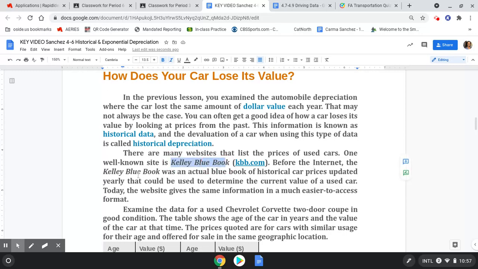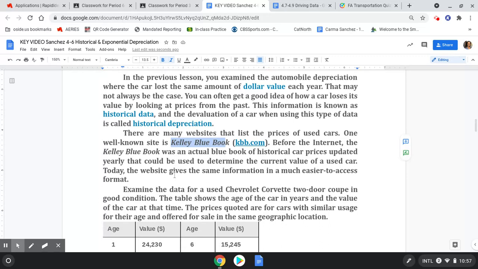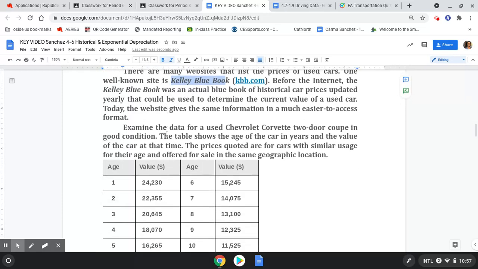Before the internet, the Kelley Blue Book was an actual blue book of historical car prices that they published every year. Can you picture like looking through an actual book to get a car price? Now we just find everything on the internet.